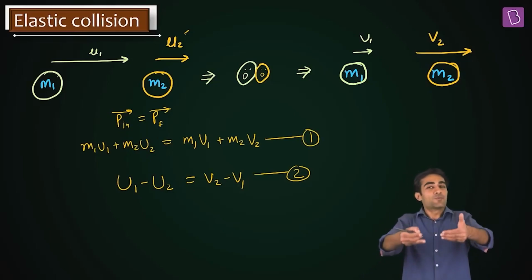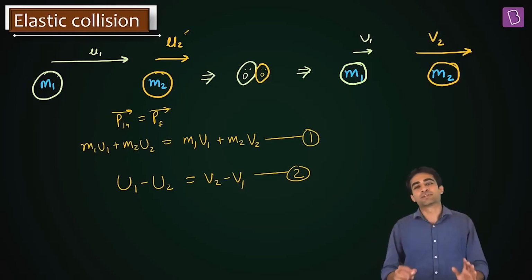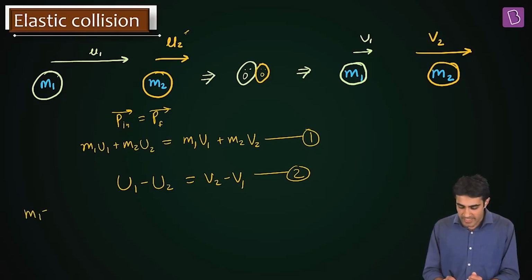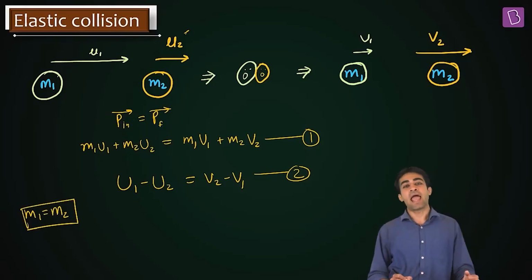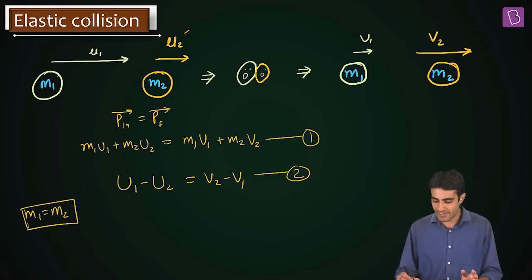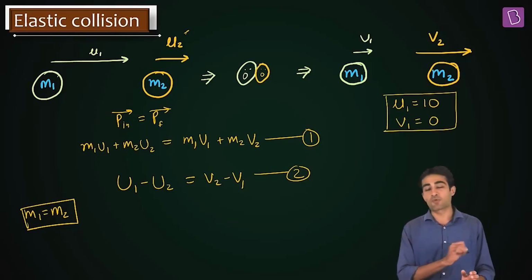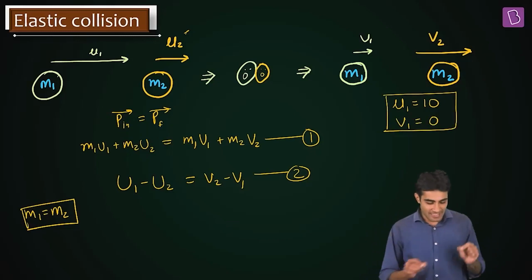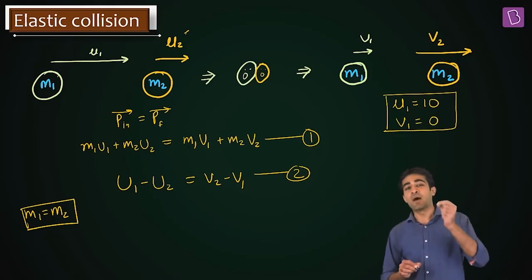Now, let's come to the specific case in our question. In our question, they said that m1 is equal to m2. They gave us this condition. And they also gave us the second condition that u1 was equal to 10 and v1 is equal to 0. They also gave us this data in our question. So, we will come to this data, but hold on. Let's discuss this case where masses are equal.